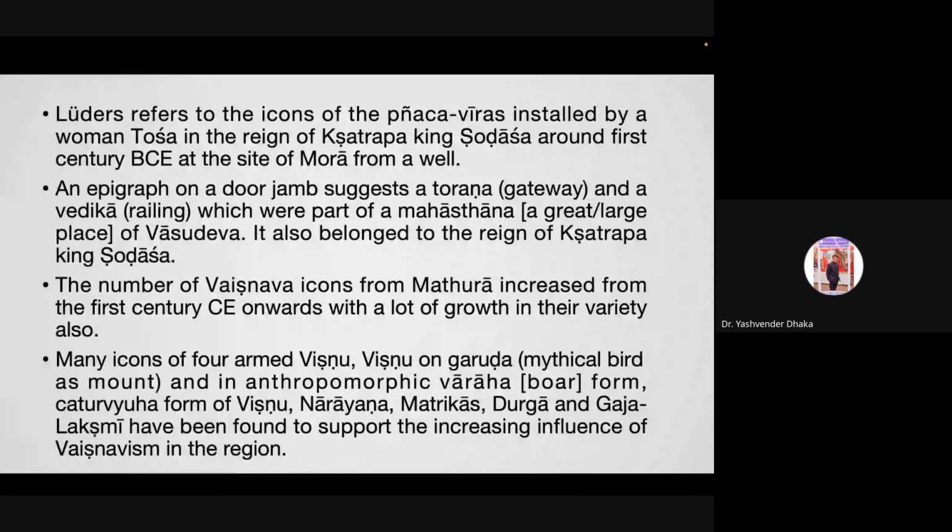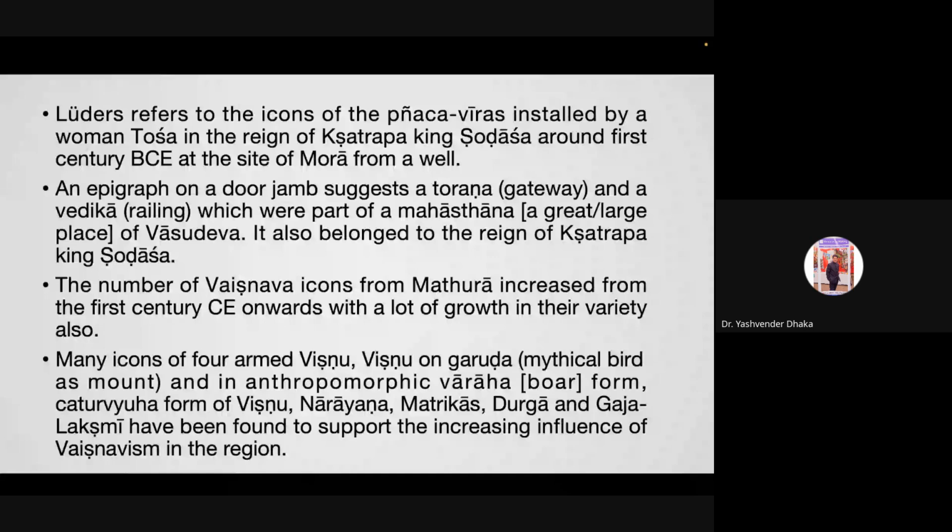Then again, we have an epigraph which comes from a door jamb. It was a Torana and Vedika which were part of a Mahasthana of Vasudeva. So again, continuing from the earlier two lectures in which we saw Jainism and Buddhism, now we are seeing some donations related to Hinduism. The Vasudeva Mahasthana belonged to the reign of a Kshatrapa king. In the same way, the Vaishnava icons from Mathura increased from the 1st century CE and continuously grew in the Gupta period.